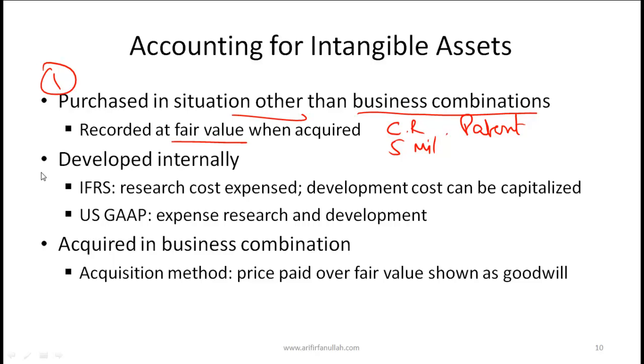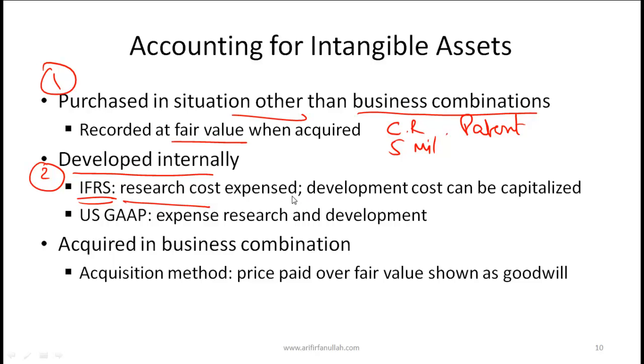It is also possible that you develop a patent internally. So the second way of getting an intangible asset is that you develop it internally. Under IFRS, the research costs need to be expensed. If you are developing a patent and you are not sure yet whether there will be some commercial value out of what you are doing, that is the research phase. So any research costs are expensed.